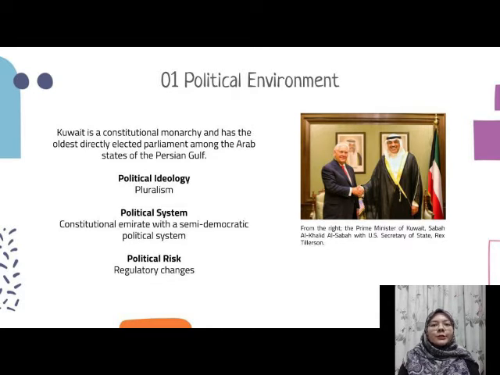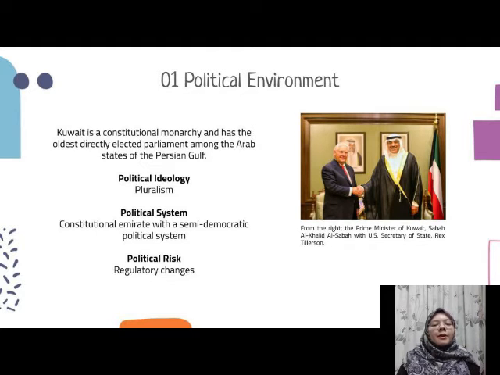Kuwait is a constitutional monarchy and has the oldest directly elected parliament among the Arab states of the Persian Gulf. The political ideology of Kuwait is pluralism, which is a form of political liberation or democracy. It is often viewed as the most fair and effective way to moderate between the discrete values.